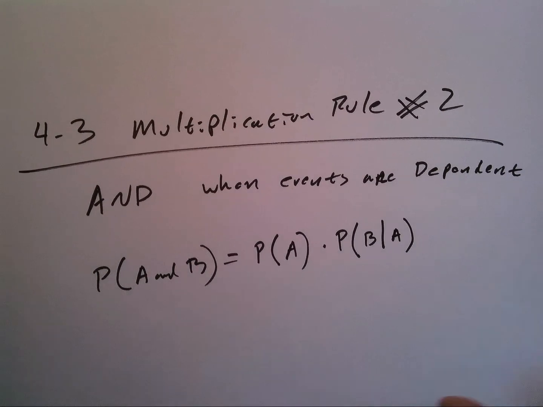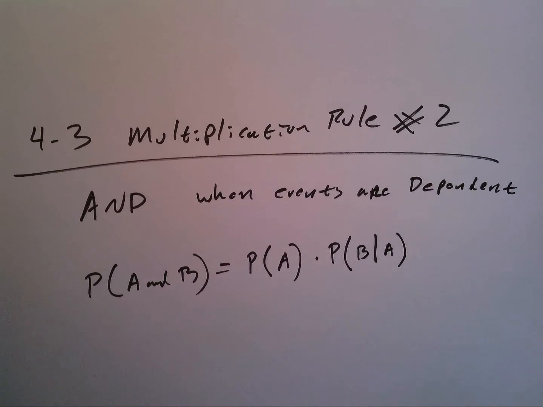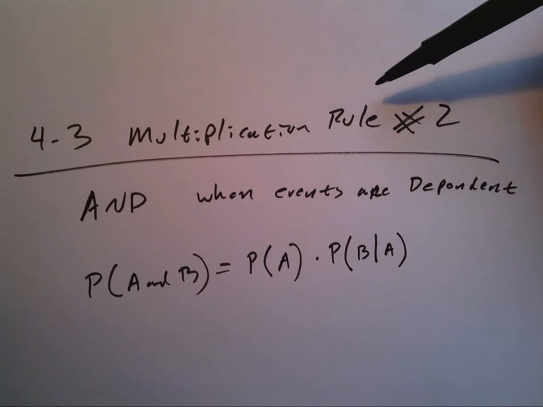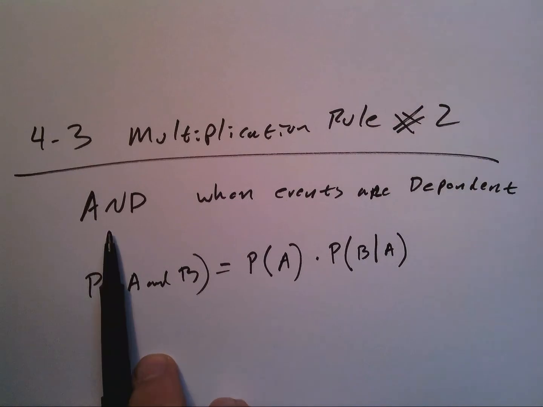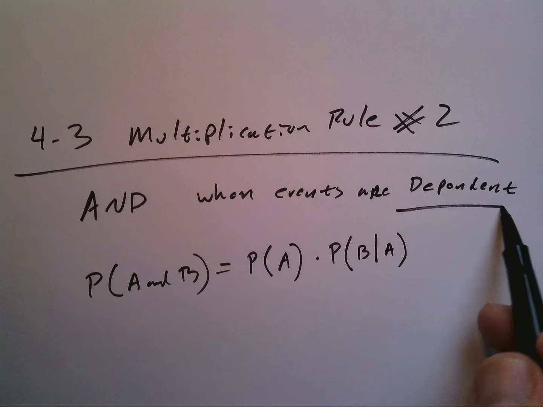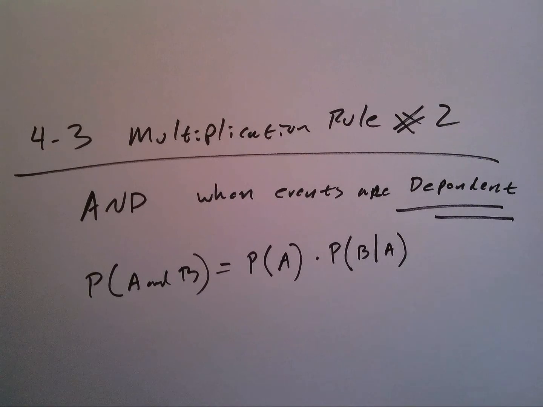All right, just using a little bit of algebra. We'll do a couple examples later on. Anyway, repeating, multiplication rule number 2: "and" statements when you have dependent events. So if A and B are dependent, that means not independent, meaning they do influence each other. The probability of A and B is equal to the probability of A times the probability of B given A.